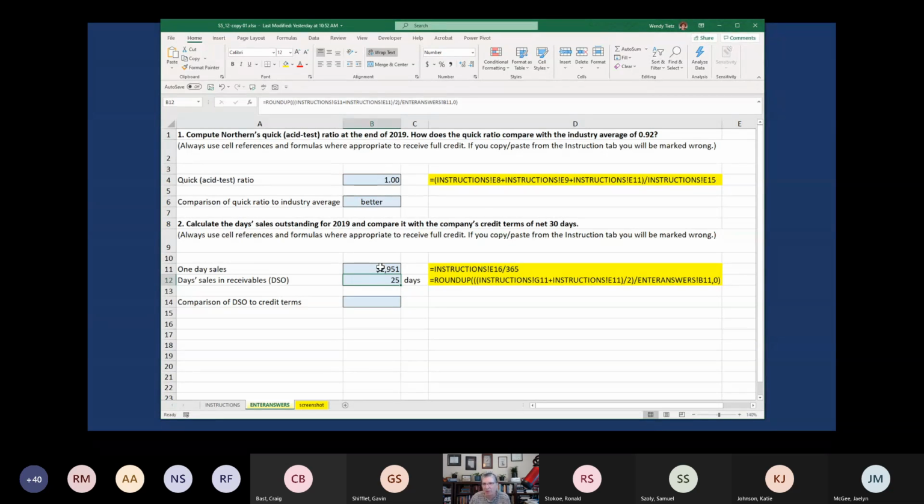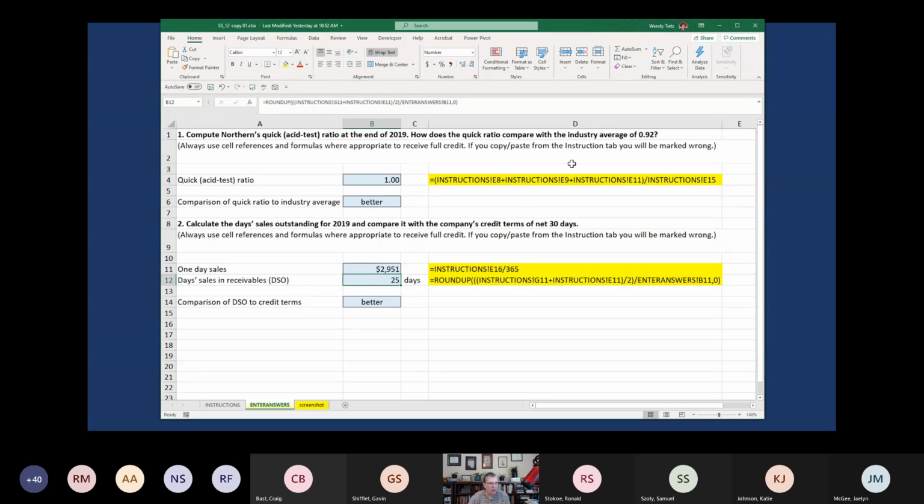They're actually paying within 25 days. So that's actually better. We'd like to get things in faster. So the lower the number there, the better. So I do want to point out that you can't always say higher's better or lower's better. This first one, we want the quick ratio to be as high as possible. So that one's better because it's higher. This one over here is lower than our credit terms, and that's better. So you have to interpret these.